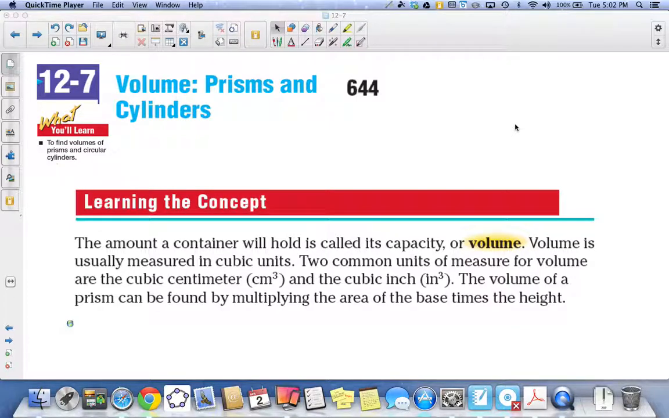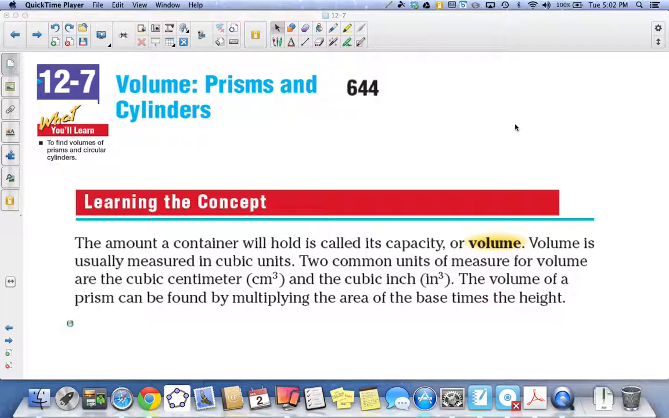Lesson 12-7, Volume of Prisms and Cylinders. Objective of this lesson: to find volumes of prisms and circular cylinders. And let's proceed with what volume is.